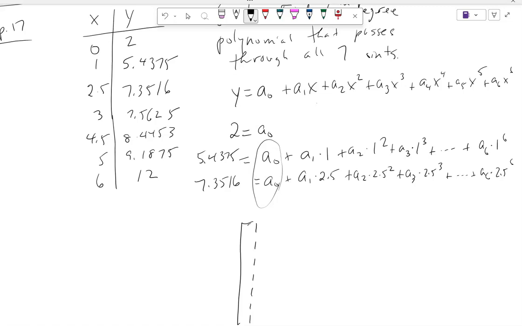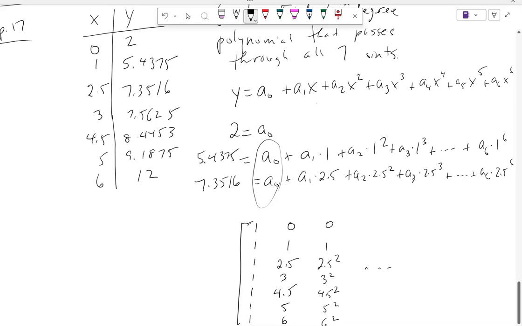What is your coefficient on the A1 every single time? The x value, right? So the first x value is 0. The second one is a 1. The next one is a 2.5. You'd have a 3, a 4.5, a 5, and a 6. What's the next one going to be? Those squared: 0, 1, 2.5 squared, 3 squared, 4.5 squared, 5 squared, 6 squared, right?